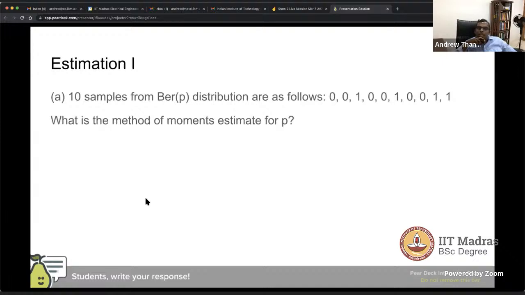Okay, very easy question. 10 samples from Bernoulli P. What is the method of moments estimate for P? You might just remember it by heart, or you can just write it out.